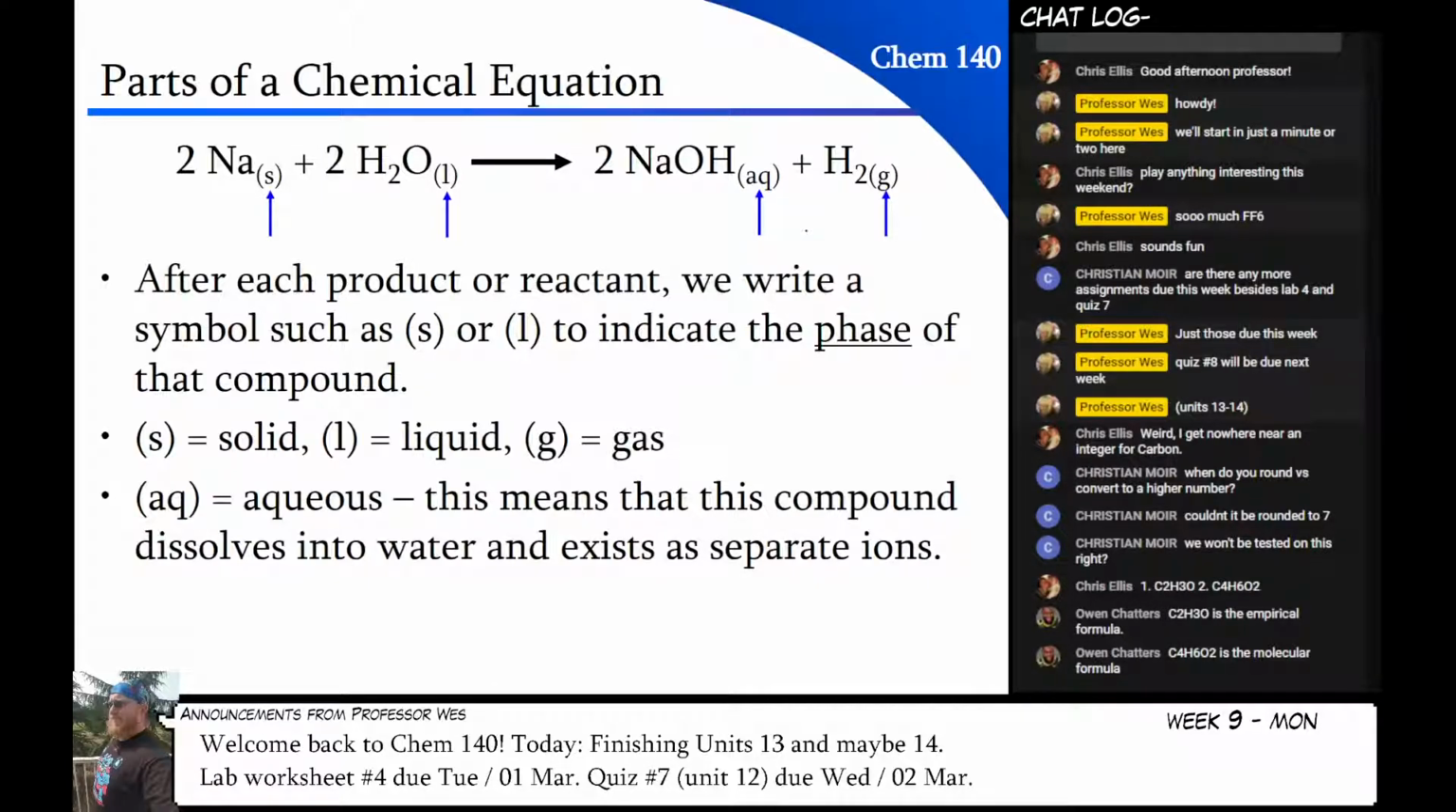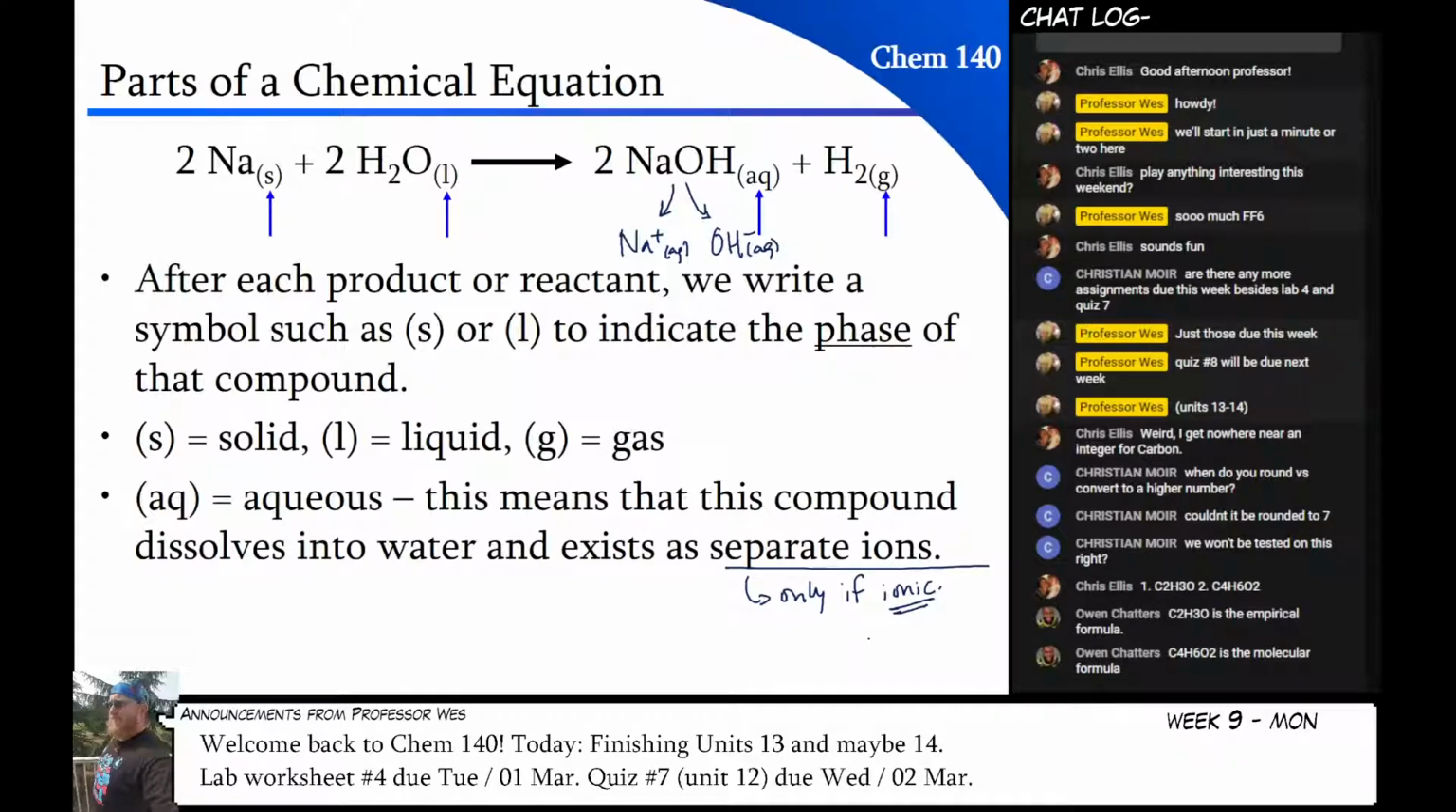AQ is a little bit special. What AQ means is it's dissolved in water. And so what would happen is that this would dissociate into the ions, and each of those would be aqueous. Now, this part is true, that they exist as separate ions, only if it's ionic.